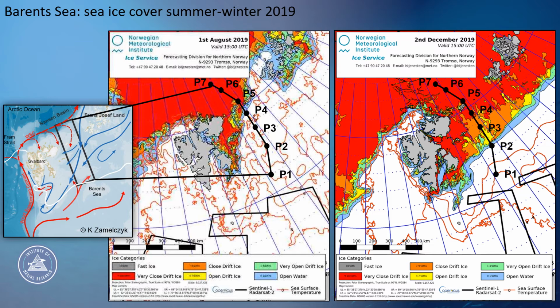These ice charts show the sea ice extent and main ice types in relation to our transect in the northwestern Barents Sea. At the beginning of August, the summer ice edge was located between P4 and P5 at about 80 degrees north. In December, the sea ice cover had extended southwards and the winter ice edge was forming between P2 and P3 at about 78 degrees north.